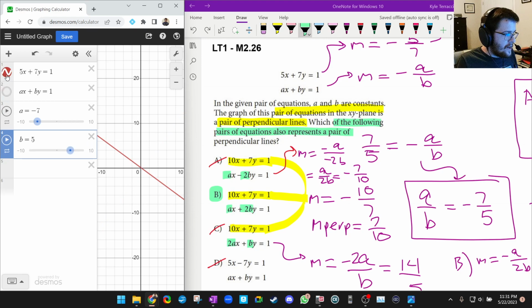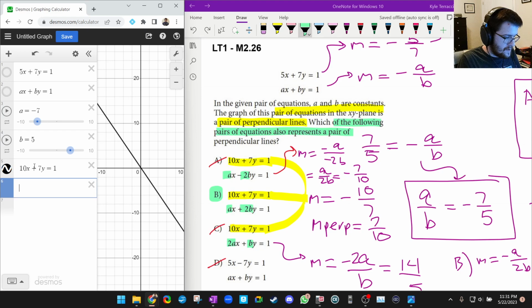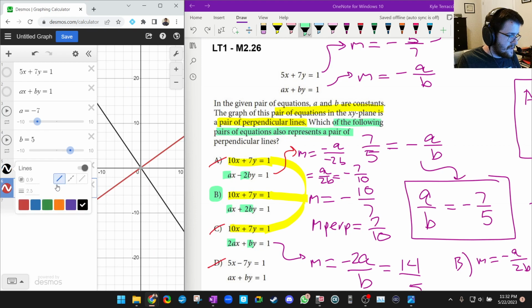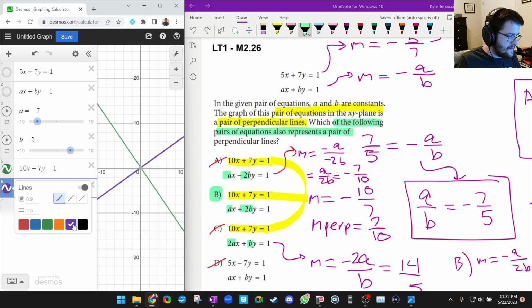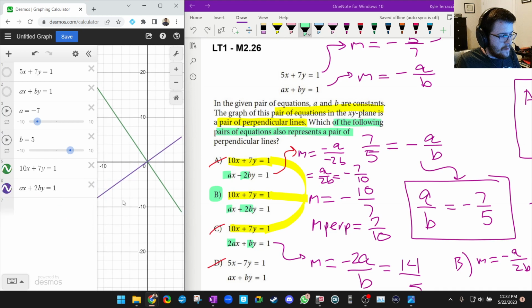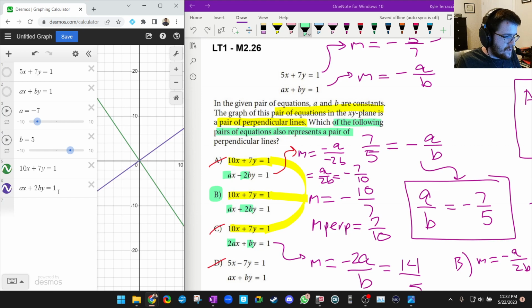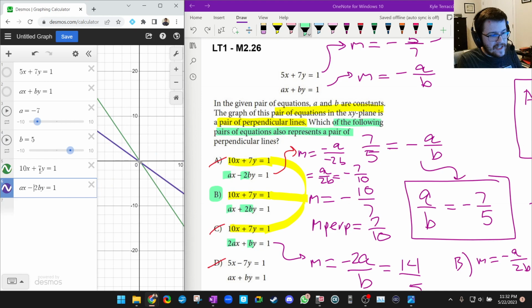So now let's type in b and see if this works. Looks good. Looks really good. Wow, that was a really cool thing to do. Wow, so helpful. So I bet if you plug in the other ones, so let's do ax minus 2b. Let's do answer choice A. See how it's not perpendicular? It doesn't cross at 90.